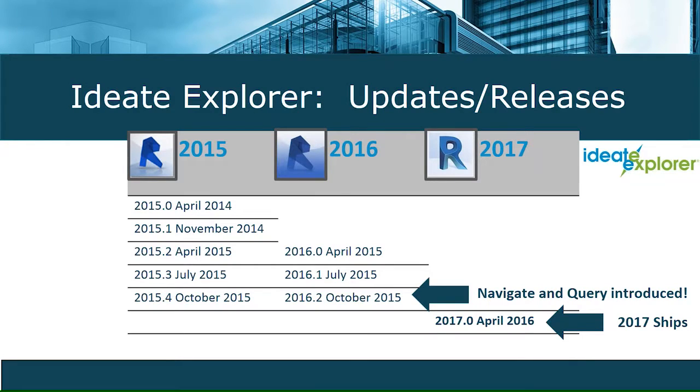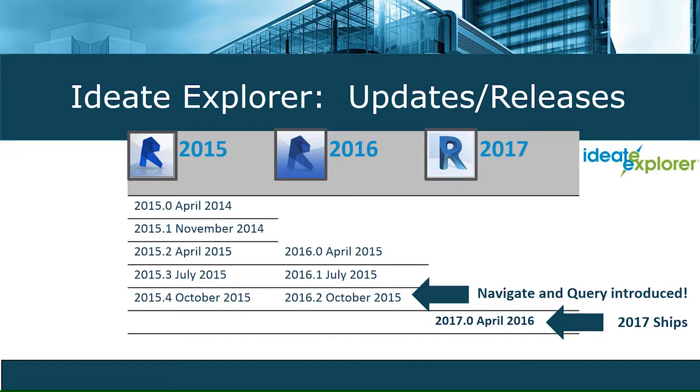So Ideate Explorer, as I mentioned, most of our customers are on the last 3 releases, Revit 2015, 2016, and 2017. However, we do have versions going back to 2012. One thing that's really unique about Ideate software solutions in general is that when we introduce a new version or new feature, for instance, last October we introduced Navigate and Query, we actually backdate that, so we make it available to Revit 2015 in addition to 2016 and 2017. So right now, when you see these 3 releases, they are all identical in their feature set.